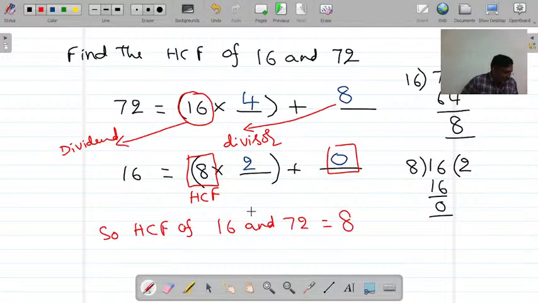Yes, Vamshi, you are right. Quotient is 4, remainder is 8 in the first case. Then again we take divisor as dividend and remainder as divisor, and we continue this till we get remainder 0. At that point the divisor will become HCF. Okay? I hope all of you understood this.